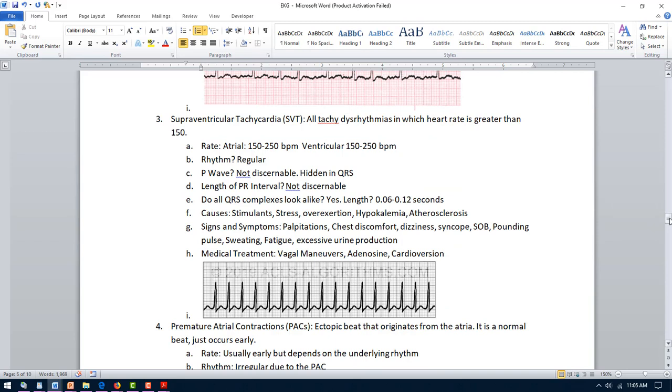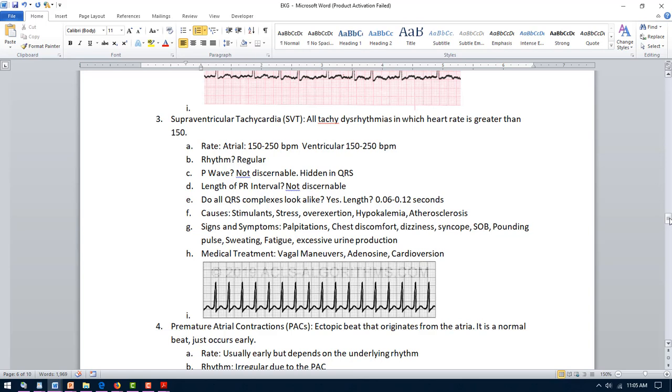SVT can also be paroxysmal SVT, just meaning that it comes and goes. The rate is 150 to 250. The rhythm is generally regular. The P wave, we don't really see the P wave in this rhythm because the beats are so fast and so close together that P wave is buried in the QRS. So you kind of have a QRS and a little P wave.